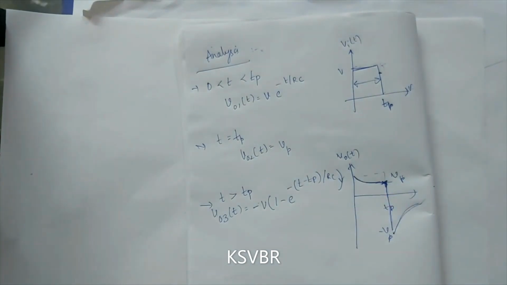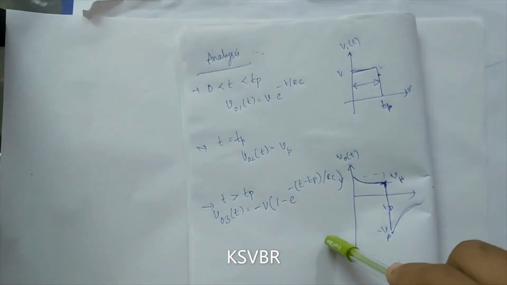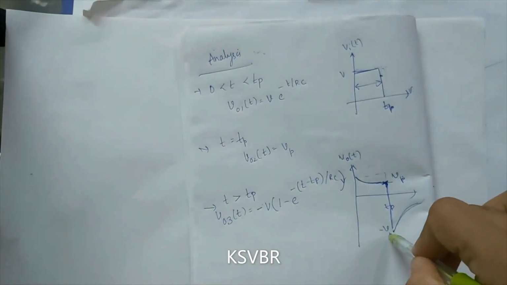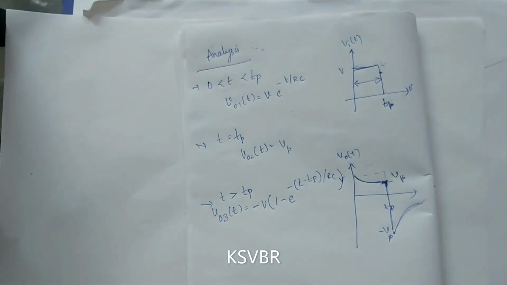This is the response of RC high pass filter to pulse input: first 0 less than t less than tp, at t equal to tp, and t greater than tp. And the shape of this waveform will change as per the time constant. If the time constant is low, it somewhat differs; if it is high, it somewhat differs; if it is moderate, it somewhat differs. That we can see later.